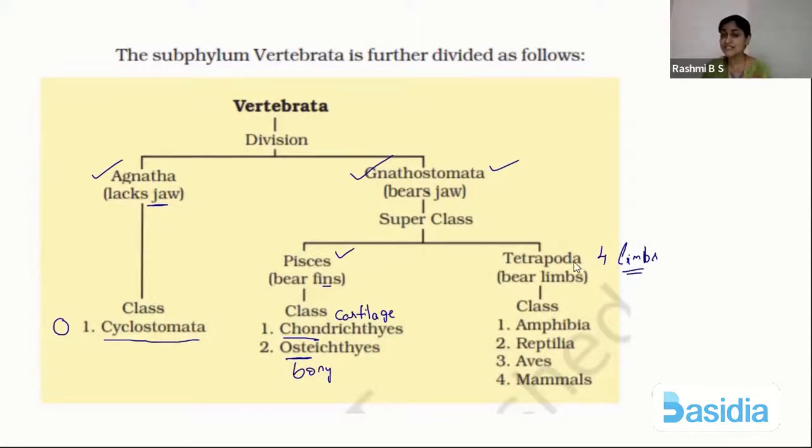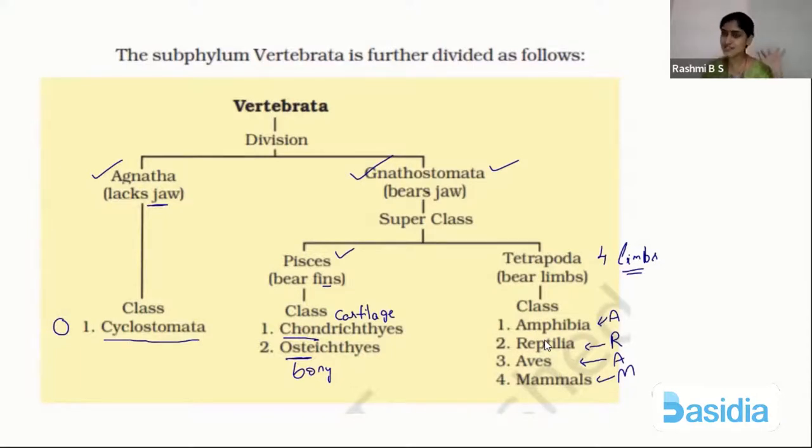Next, coming to tetrapoda, which have four limbs, you can make an abbreviation here: ARAM. Aram se padho beta, aram se. First A for amphibia, R for reptilia, A for aves, M for mammals. Aram se remember. Is it clear how to remember the tetrapoda classes?